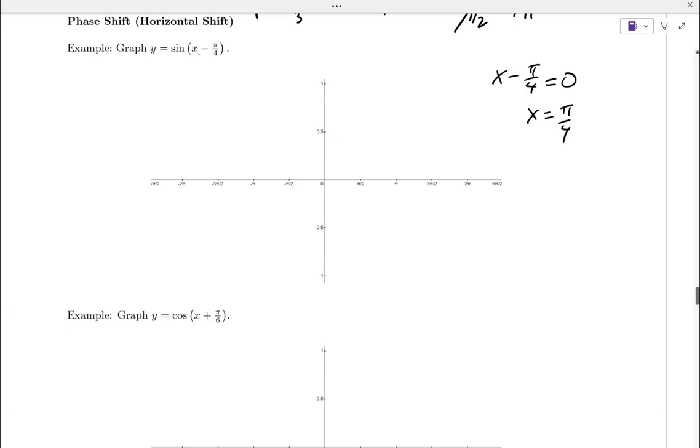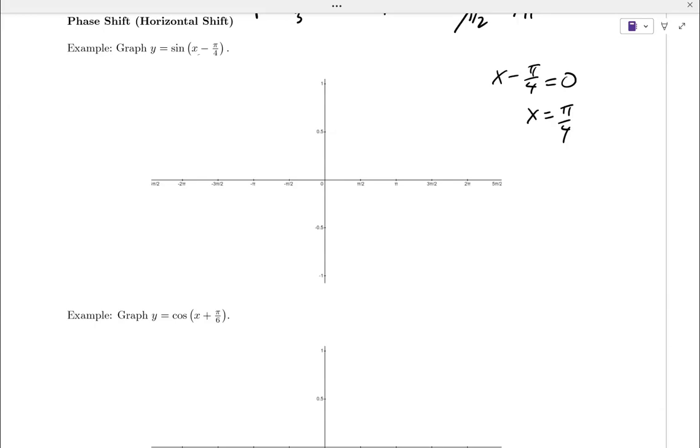The value you get out of it could be positive or could be negative, so we actually keep the sign in there for the phase shift. So in this case, we would say that phase shift is a positive pi over 4. And since we're doing it this way, the positive really is telling us that we're going to move the graph in the positive direction. Okay?